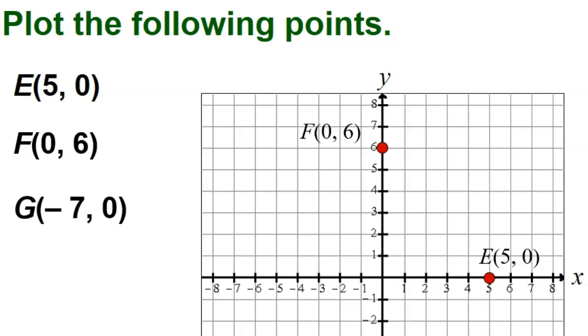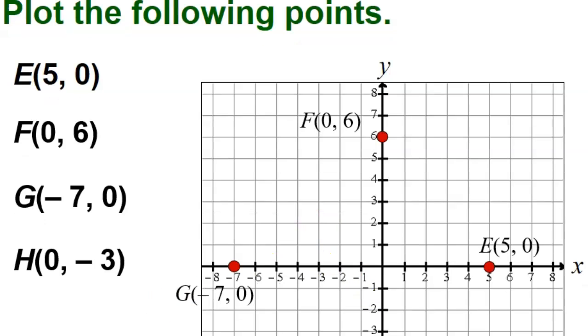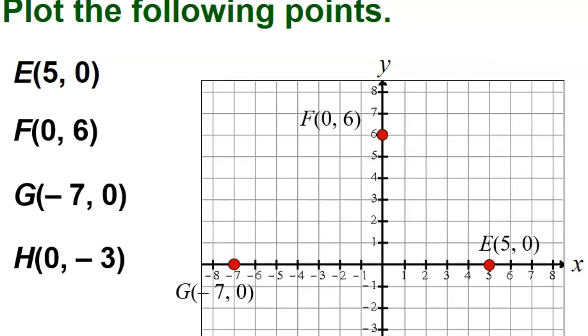Negative 7, 0. From the origin, from the intersection, movement along the x-axis is how far? Alright, 7 to the left. Very good. And now the vertical movement, there's none. So we'll stay right there, right? Zero, negative 3. Where do we begin? Begin on the origin, right? 0 on the x-axis, no horizontal movement. And then negative 3 means 3 down, right?